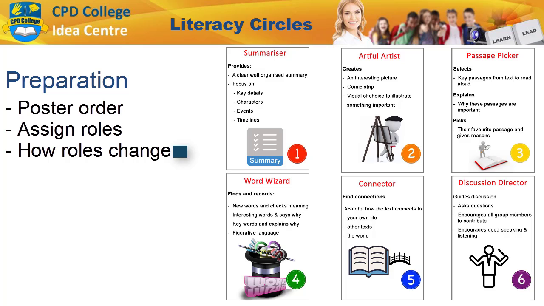Explain to the children that each week they move to the next role according to the poster layout and the numbers on the poster. For example, in the next session, the summariser will become the Artful Artist, the Artful Artist will become the Passage Picker, and the Passage Picker will become the Word Wizard, and it moves along like that. Therefore, each week there's no time at all wasted assigning roles, because the children are really clear that if I was the summariser last week, well then I'm going to be the Artful Artist this week.